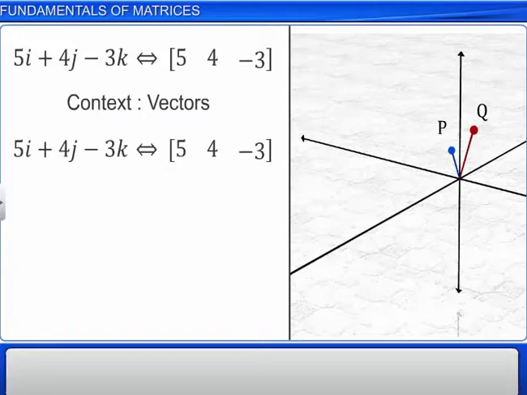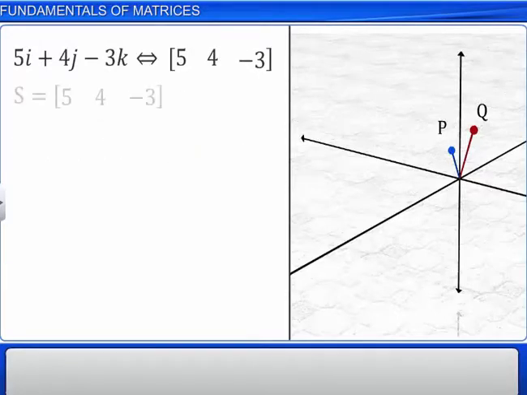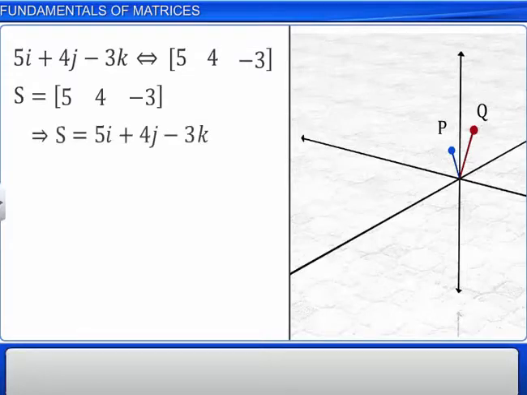When we write in the matrix form, in the given context, we presume that the matrix can be reversibly written in vector form without loss of generality, in other words, without loss of information. Suppose a vector S is given in matrix form as shown. In the vector context, we represent the vector as shown.